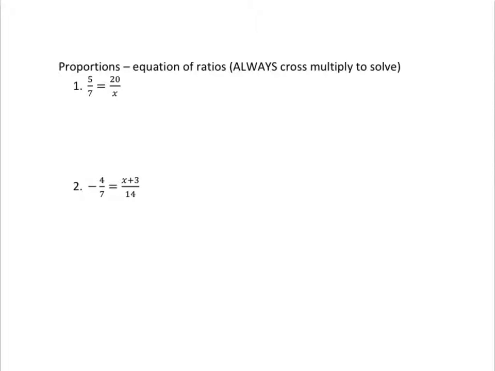The last thing we're going to review really quickly is proportions. A proportion is just an equation with ratios on both sides. The way you solve a proportion every time is by cross multiplying. You've seen this before. What's cross multiplying? You multiply the diagonals. So we've got 5x equals 20 times 7, which is 140. Divide both sides by 5, and the answer is 28.